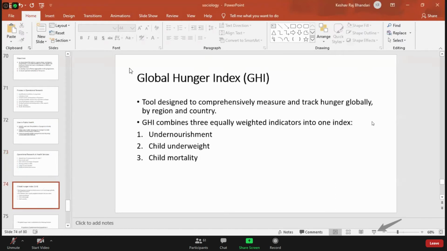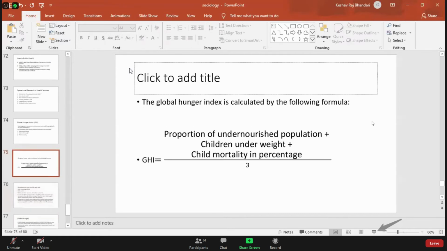The next thing you have to know is the Global Hunger Index. This is also one of the new indicators of poverty. It is a tool designed to comprehensively measure and track hunger globally and by region and country. There are three indicators included in the Global Hunger Index: undernourishment, child underweight, and child mortality. This is the formula which is used to calculate the Global Hunger Index.